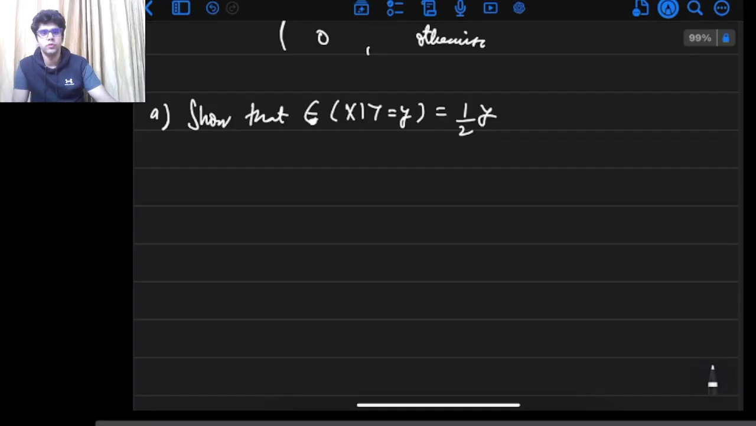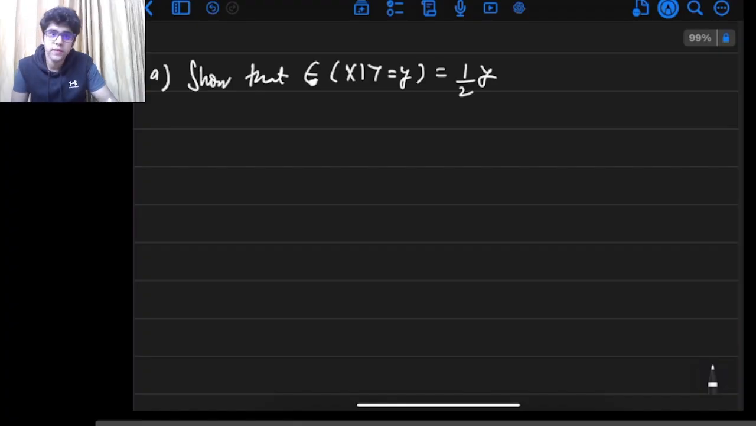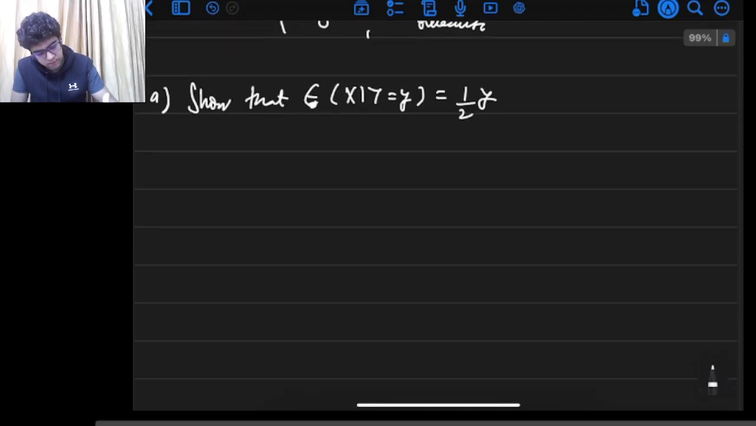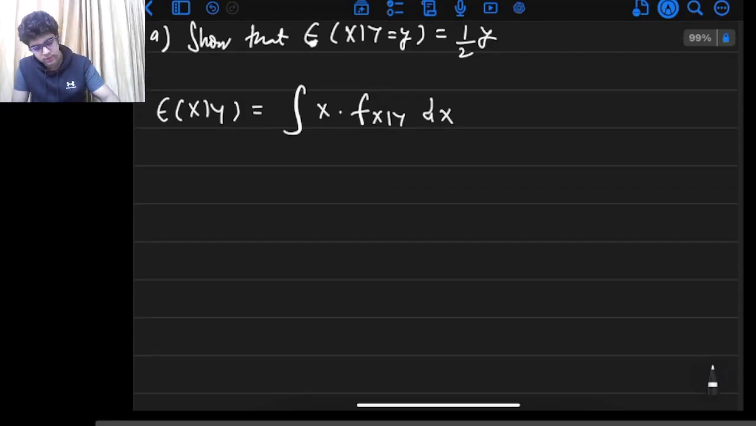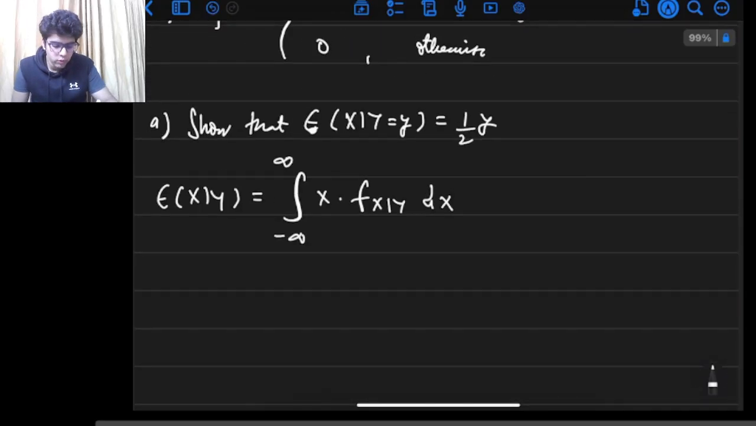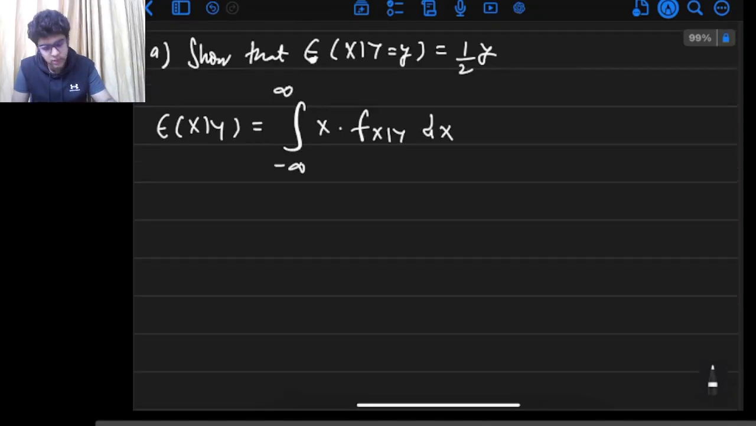Let me just find the solution to the first part, and then I'll discuss the next parts. So the expected value of x conditional on y is equal to half of y. The formula for it will be the integral of x times f(x|y) dx. Right now I'm writing the limits as minus infinity to infinity because this is just a general formula, but when solving, the limits will change because we're given a constraint that x and y lie between 0 and 1.